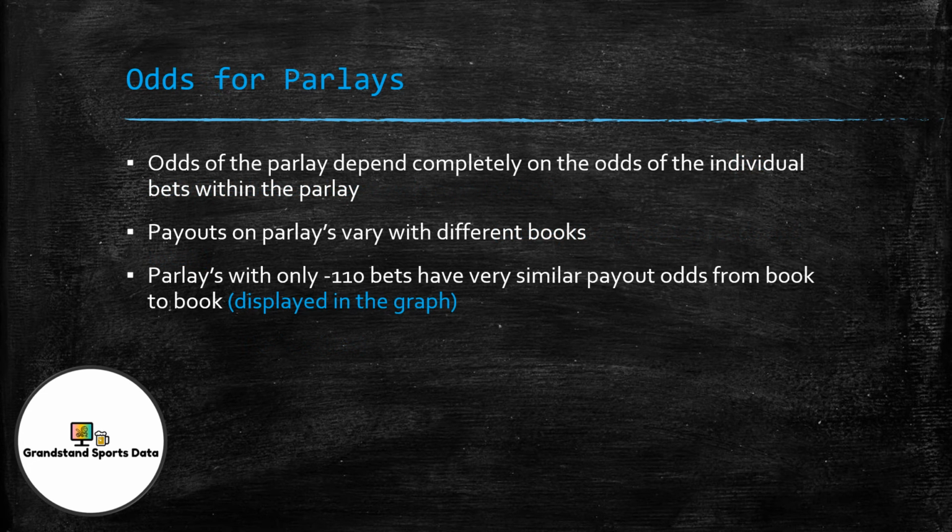Odds for parlays. The odds of the parlay depend completely on the odds of the individual bets within the parlay. Payouts on parlays vary with different books. So different bookmakers will have different odds for all types of parlays. Parlays with only -110 bets have very similar payout odds from book to book. This will be displayed on the graph on the next slide.